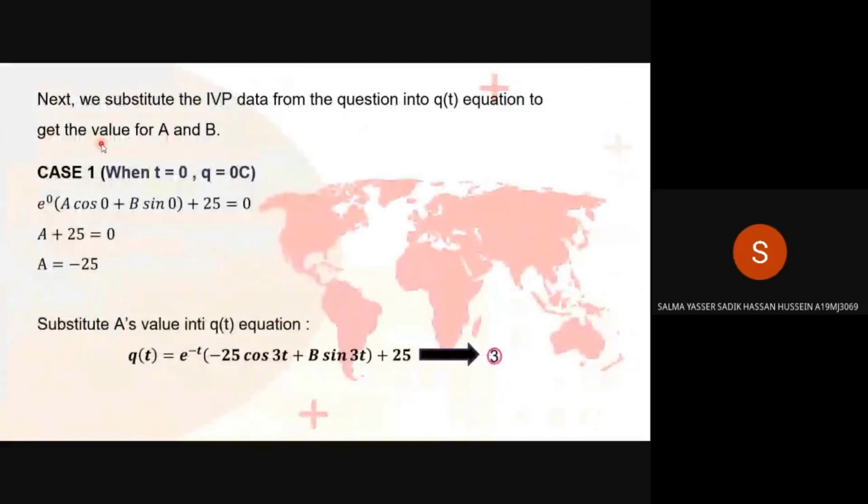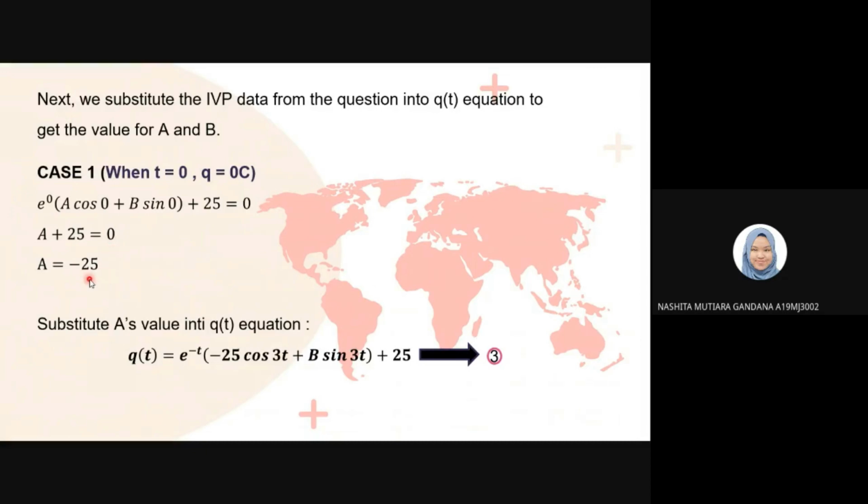All right, so from the previous slide, we can then substitute the initial value problem data from the question into the Q(t) equation to get the values for A and B. For the first case, when t is 0, q equal to 0 coulomb. So we substitute t equal to 0 into the equation, e to the power of 0, open bracket, A cos 0 plus B sin 0, plus 25 equal to 0. We have calculated this, which will result in this equation, A plus 25 equal to 0. Then we will get A equals negative 25.